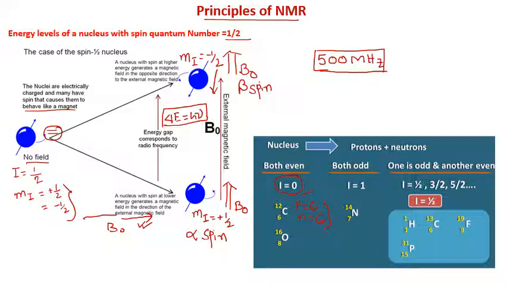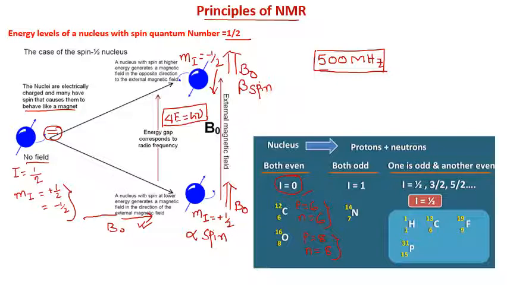So an even number of protons and an even number of neutrons gives a nuclear spin I equal to 0. You can see oxygen 16. Here the proton number is 8, and the neutron number is also 8. So here also there are an even number of protons and an even number of neutrons. That is why this type of nucleus is NMR inactive, having I equal to 0.